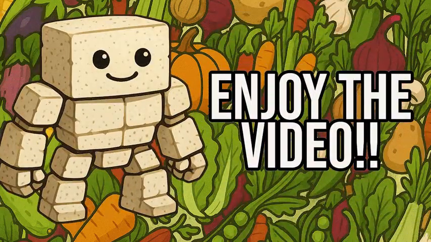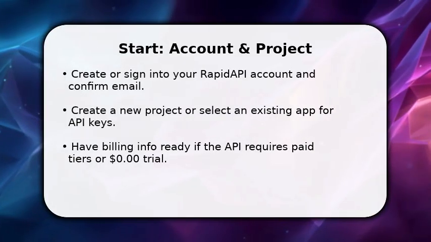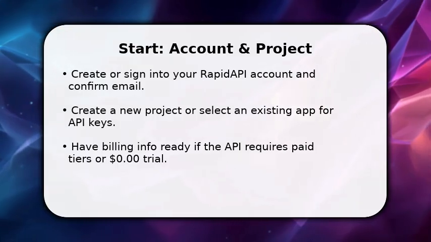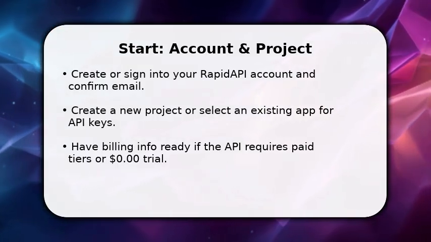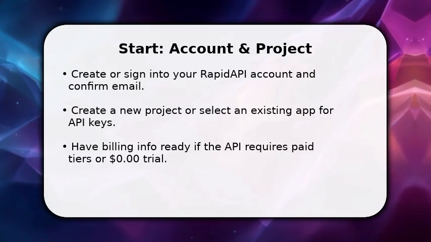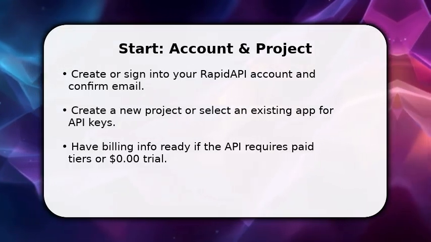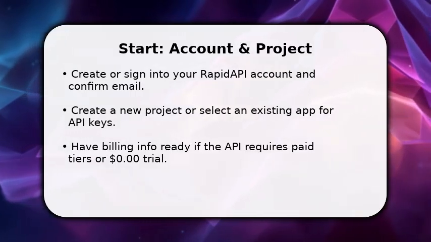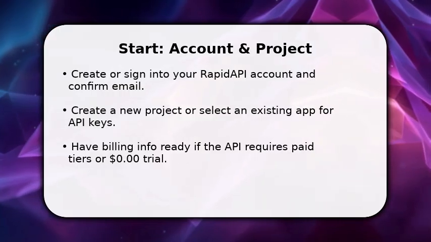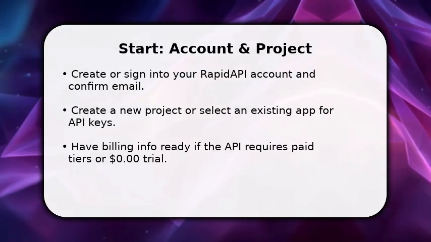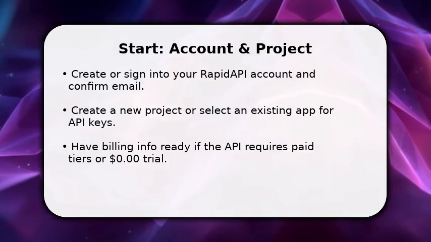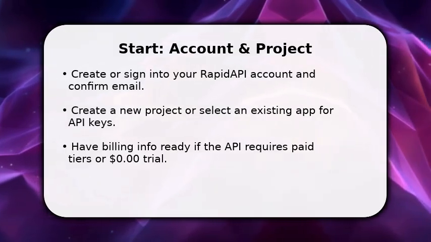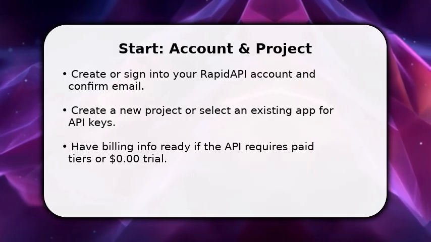Please enjoy the video. You begin by signing into RapidAPI and confirming your email. This unlocks API subscriptions. Once signed in, create or pick a project so keys are organized per app. Make sure billing details are entered only if the API requires a paid plan. Many offer free or trial tiers. This immediate setup prevents interruptions later. You're now ready to search and subscribe to an API.